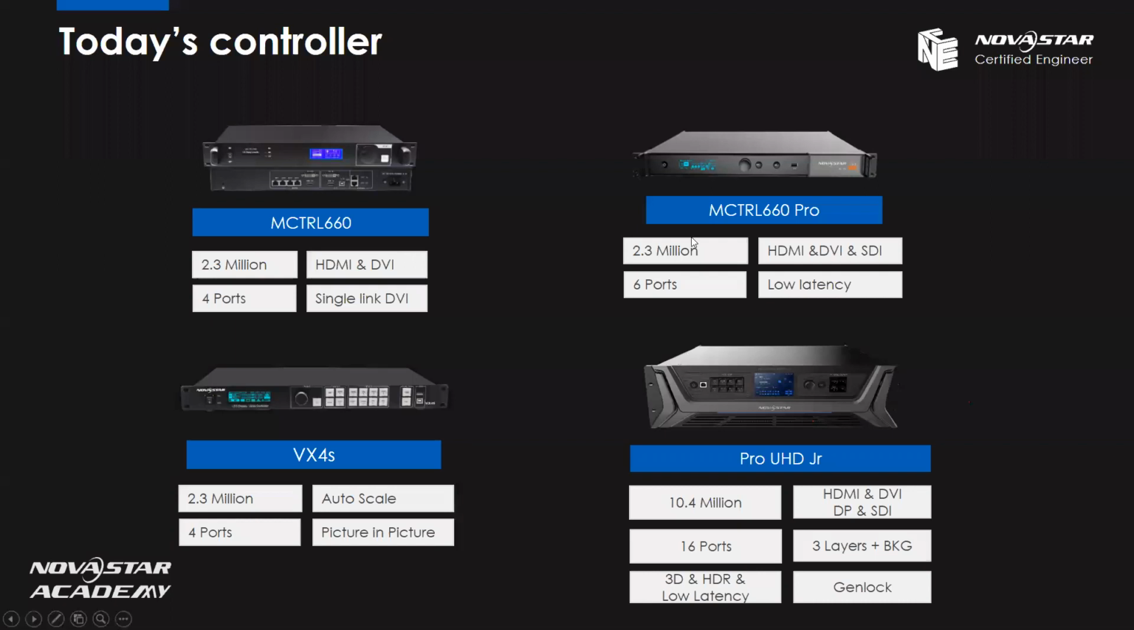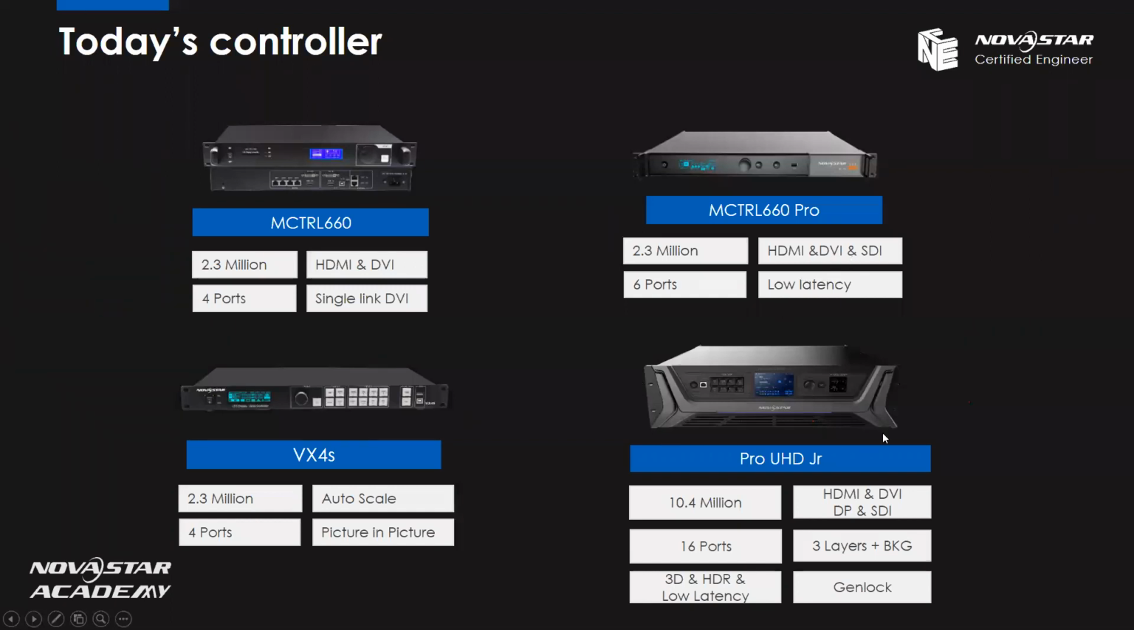These 2 controllers are the old controllers, and in the meantime, we have new controllers like the MCTRL 660 Pro. They have the same loading capacity of 2.3 million pixels, but there are 6 ports. So 6 ports means we can probably have more choices to do the redundancy in one single unit. It also supports low latency, HDMI, DVI, and SDI.